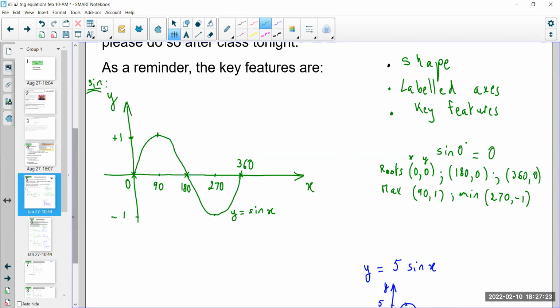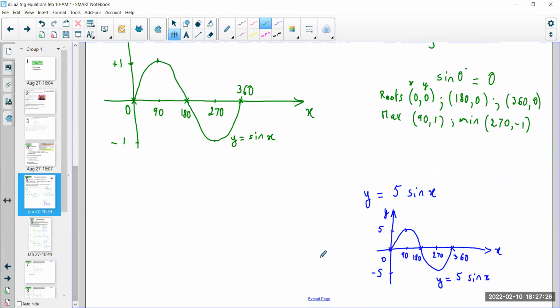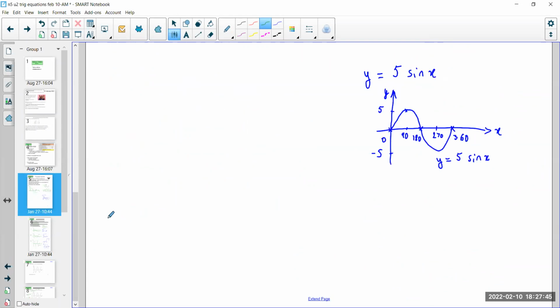All right, quite happy? You've got an idea what we need to remember? Amplitude, roots, and the general shape. All right, so let's do now the same thing, but for cosine. I'm going to need more space now.